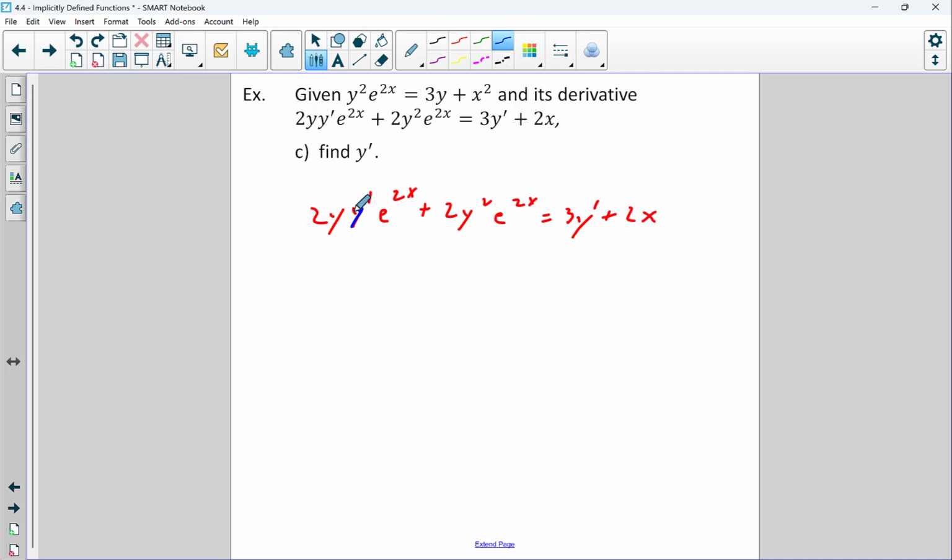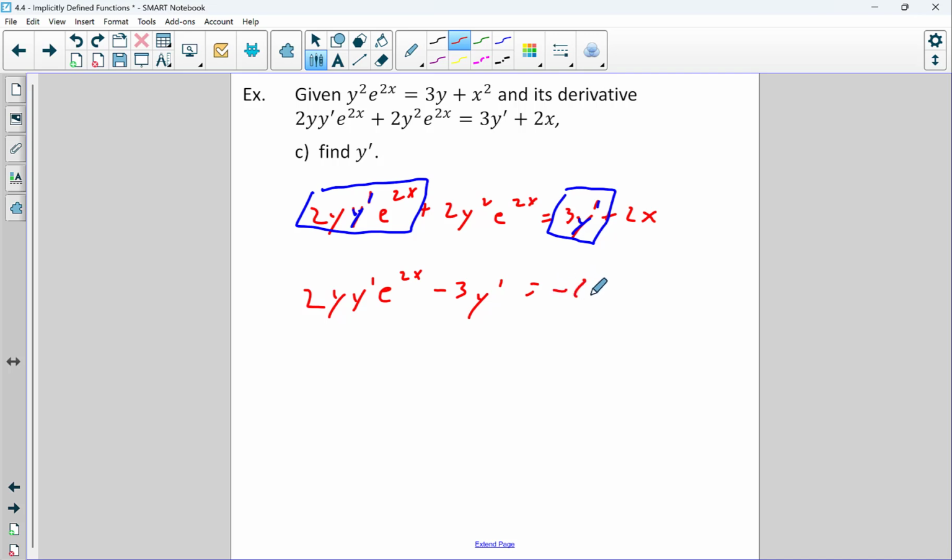Again, I'm solving for y prime. That's this guy right here and this guy right here. So any term that has a y prime in it, I want to make sure that those terms are on the same side of the equation. Everything else can move to the other side of the equation. So I'm going to move this guy to the left, and I'm going to move this guy to the right. So 2y prime e to the 2x, that'll be minus 3y prime, equals, now this guy is going to become negative 2y squared e to the 2x, and that was a plus 2x, so that is still a plus 2x. That's a 2 right there.